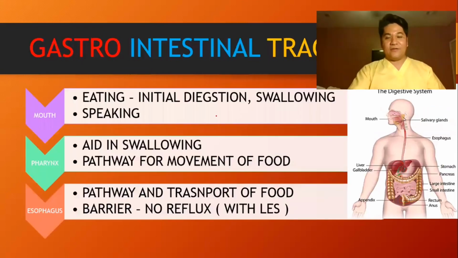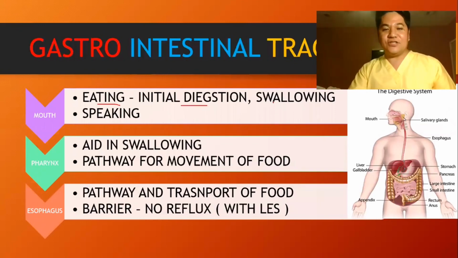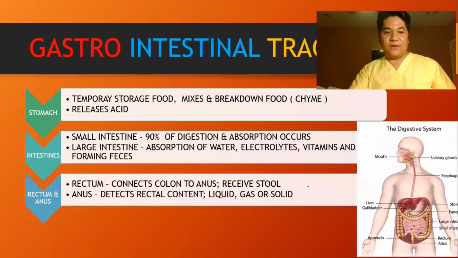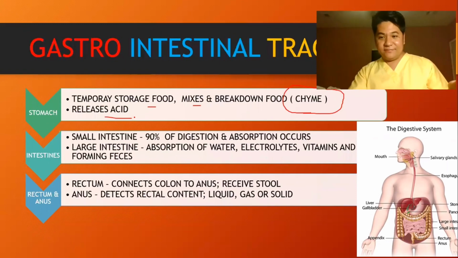Okay. Now, the mouth's function is for eating, initial digestion, swallowing, and speaking, as I mentioned to you earlier. The pharynx aids in swallowing and is a pathway for movement of the food. The esophagus is a pathway to transport food and a barrier as well, like the lower esophageal sphincter. I talked about that already. The stomach is the storage of food, mixes and breaks down food and turns it into chyme, and also releases acid.